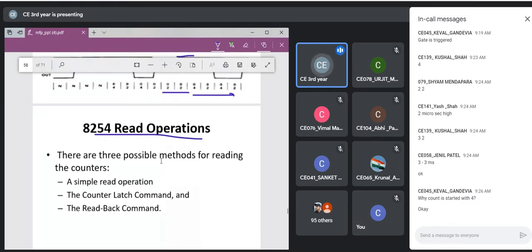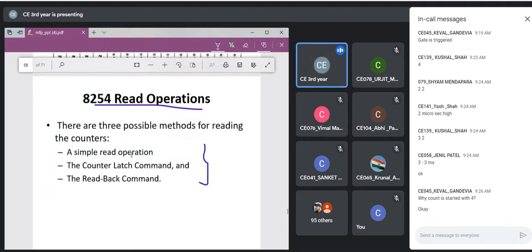So what is the read operation, first of all? We have the count, and we want to read the count in between. We want to see how exactly my counter has progressed, what the value of the count is. If I want to do that, I have 3 options.